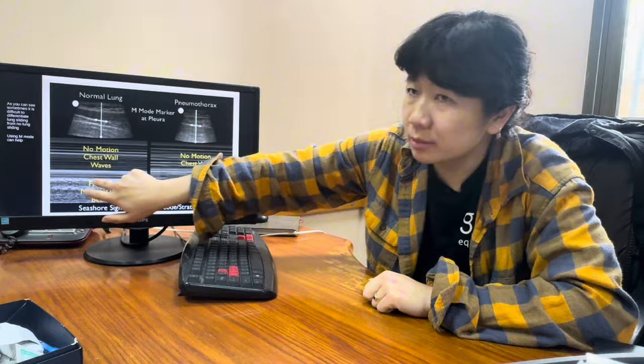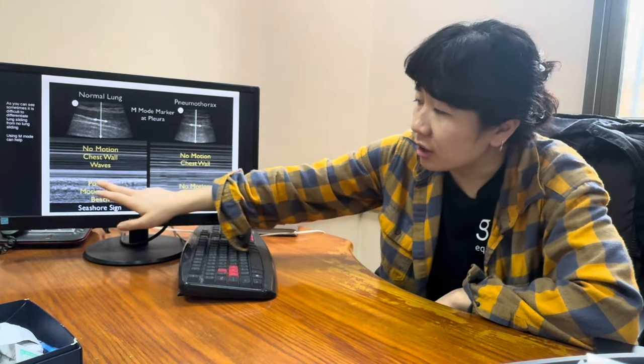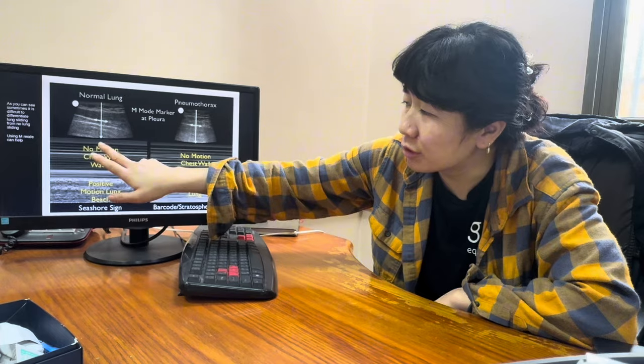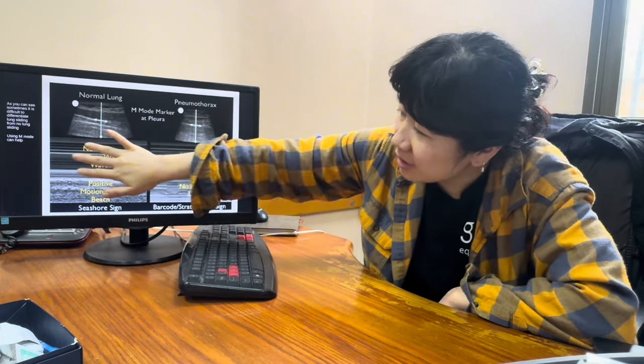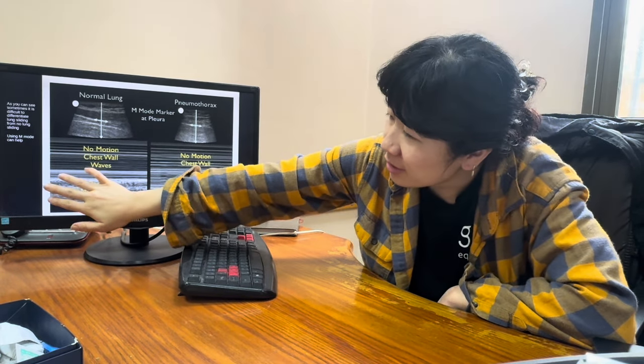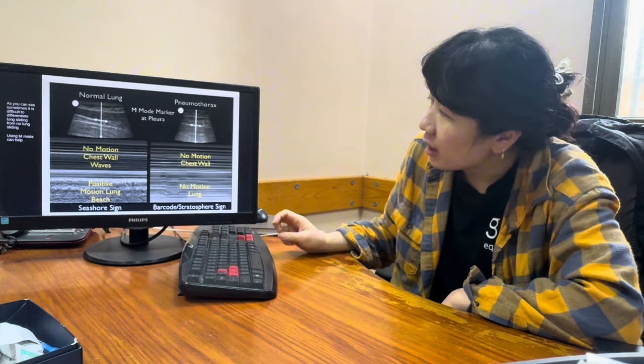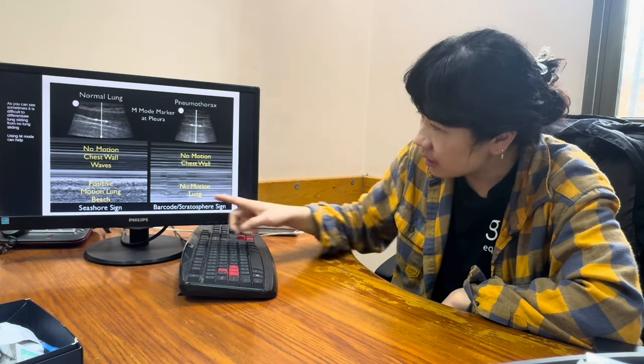It looks like from the motion, and they call this the beach sign, or the seashore sign. So here's the seashore, here's the sea. There's some fishermen out here, and then this is the sand. And then if you have a pneumothorax, that motion.